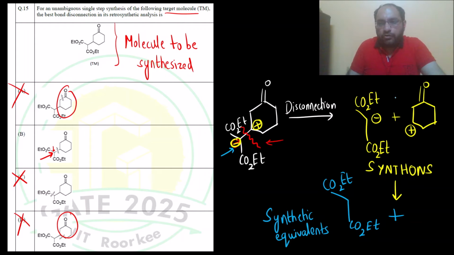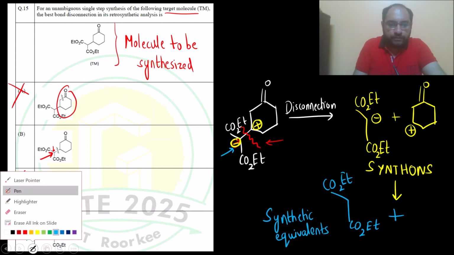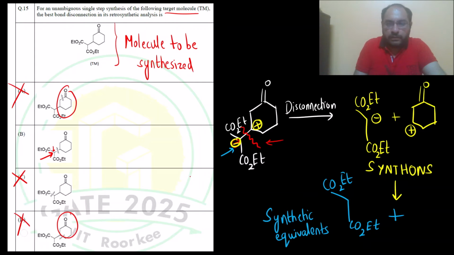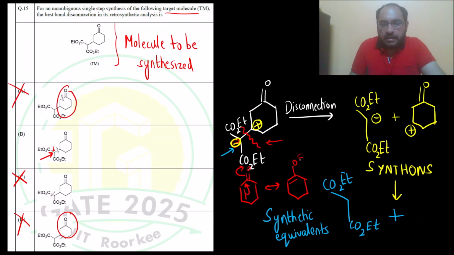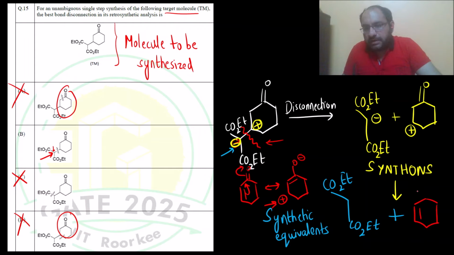Plus, how can you get this? Suppose you have an alpha beta unsaturated ketone. Okay, so this can undergo resonance and you will get a structure like this. So you can see here a positive charge is forming. So which is the corresponding starting material? It is the alpha beta unsaturated ketone.